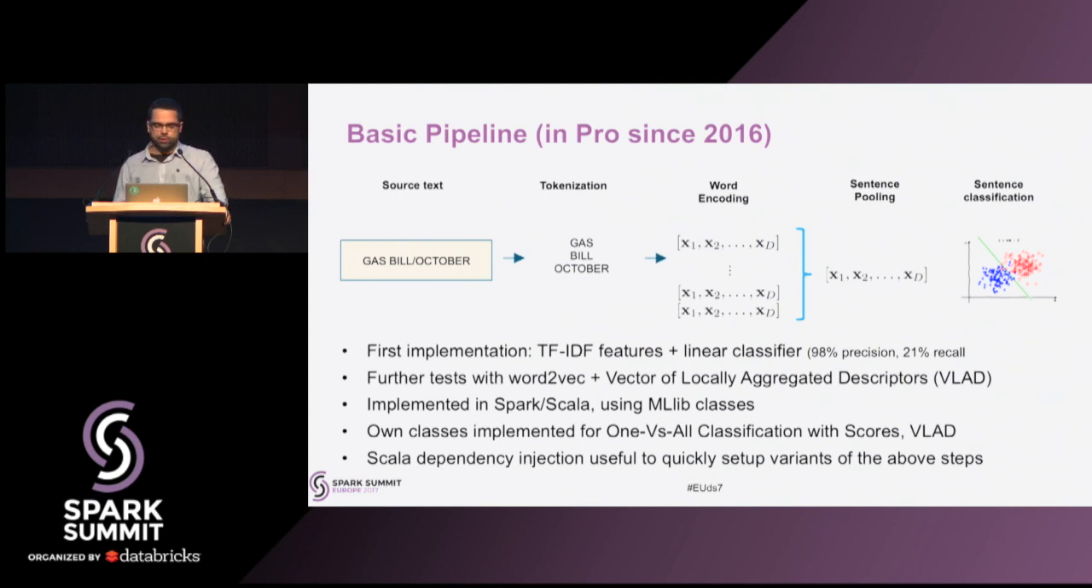A couple of implementation details. This was implemented in Scala for Spark, and used a lot of MLLib classes. We had to adapt some of the classes at the time we wrote this. For example, we wrapped the MLLib classifiers with a one versus all classification process, and we implemented the VLAD ourselves, which I'm going to discuss later. We also programmed this set of steps as an abstraction that then gets instantiated for each particular combination of methods, with the good properties of Scala in terms of dependency injection.